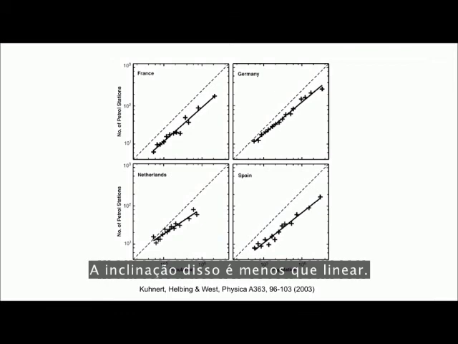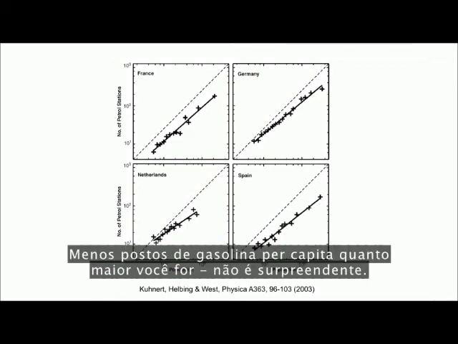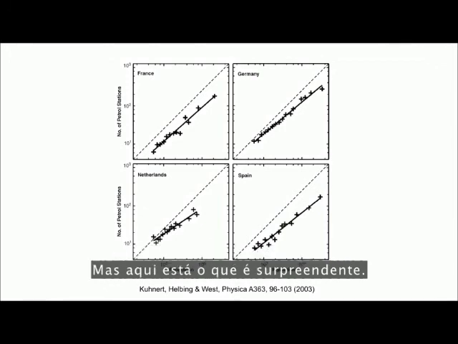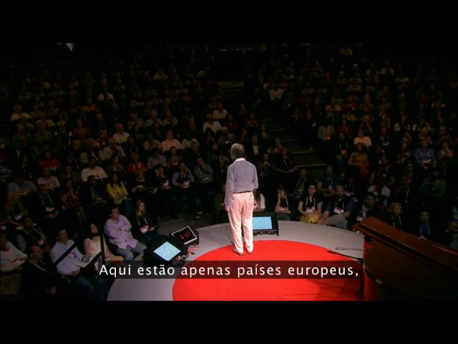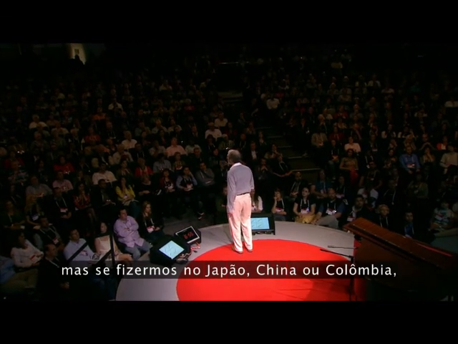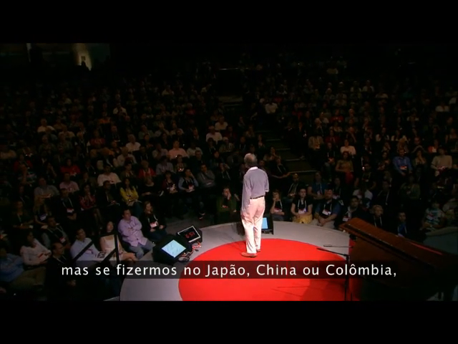The slope of that is less than linear. There is an economy of scale, less petrol stations per capita, the bigger you are, not surprising. But here's what's surprising. It scales in the same way everywhere. This is just European countries, but you do it in Japan or China or Colombia.